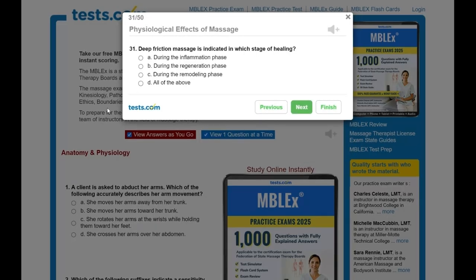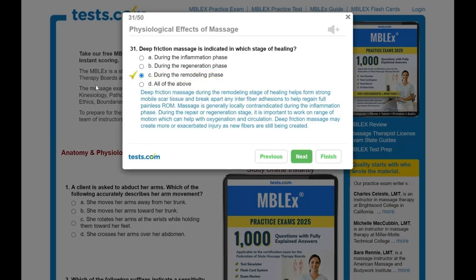Question 31. Deep friction massage is indicated in which stage of healing? A. During the inflammation phase. B. During the regeneration phase. C. During the remodeling phase. D. All of the above. C. During the remodeling phase.